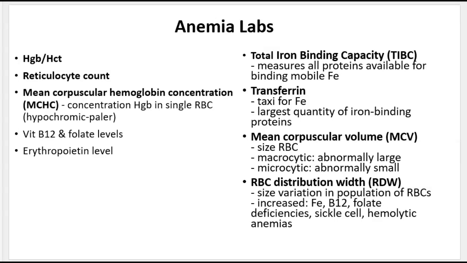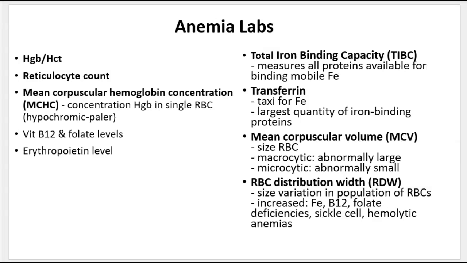So TIBC is higher when iron stores are low and lower when iron stores are high. So transferrin, basically, is a better indicator of the availability of iron than serum iron, because unlike serum iron, the iron that's bound to transferrin is ready to use.